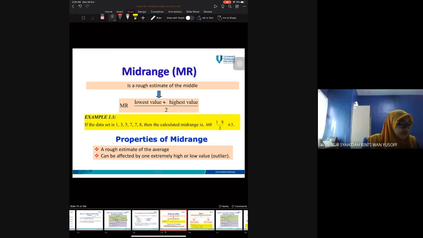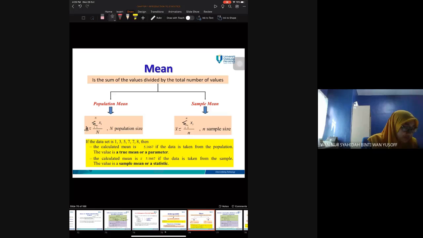Okay, so mid-range is just a rough estimate. This is how we calculate the mid-range: largest value plus the lowest value, divided by 2. And then we have the mean. Here we have a similar formula for the mean. Both are the summation of data divided by the number of data.